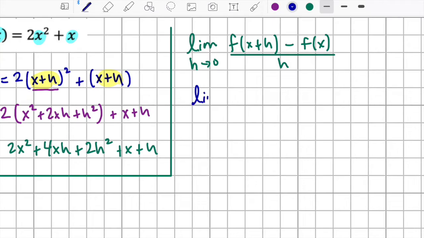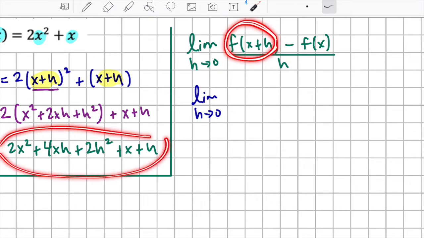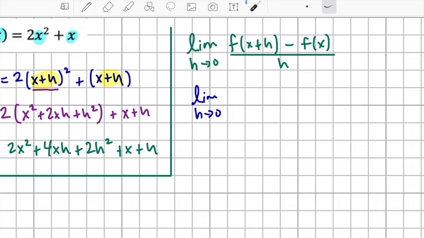Okay, here we go. So limit as h approaches 0. Now notice it's your f of x plus h. This is your f of x plus h. So let's replace it. It'll be 2x squared plus 4xh plus 2h squared plus x plus h.